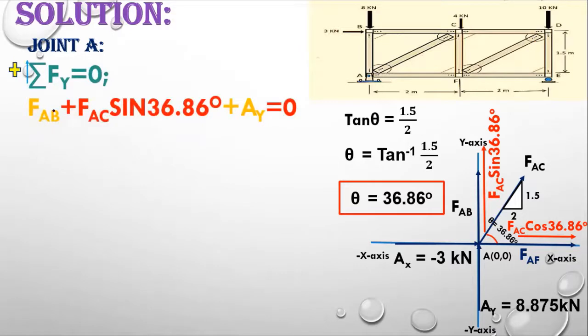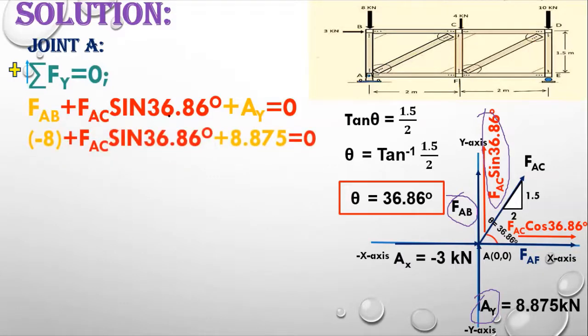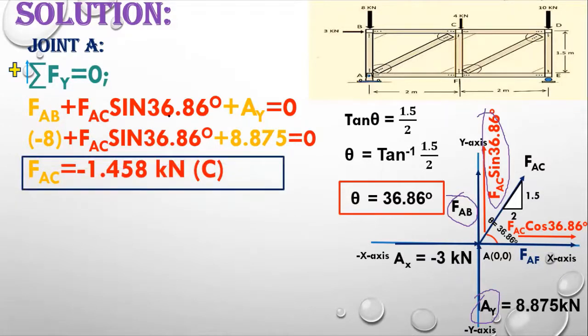FAB is positive, you can see FAB. Then this one is also positive, and AY is also positive. We have to sum up here, and put the value of FAB, which we calculated in the earlier slides, and that is -8. We put the value of AY, that is 8.875. Now we are able to calculate FAC, and that comes out to be -1.458 kilonewton, that is compressive in nature. Now we are going to sum up horizontal forces, then we will be able to calculate the member force FAF.